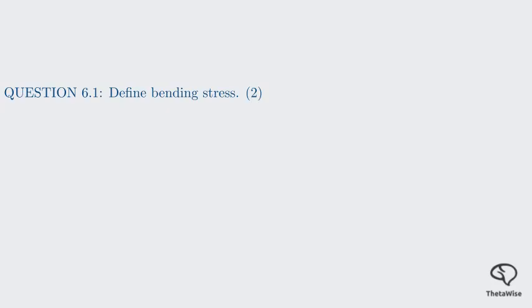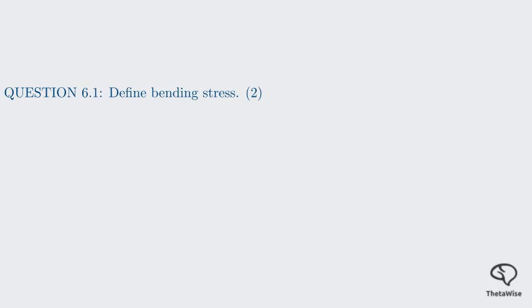Before we look at the official definition, let's think about it logically. Imagine taking a ruler and pushing down on it from the top. What happens? The ruler bends. When it bends, the fibers on the top side are compressed, while the fibers on the bottom side are stretched, or in tension. The internal force that resists this bending is what we call bending stress.